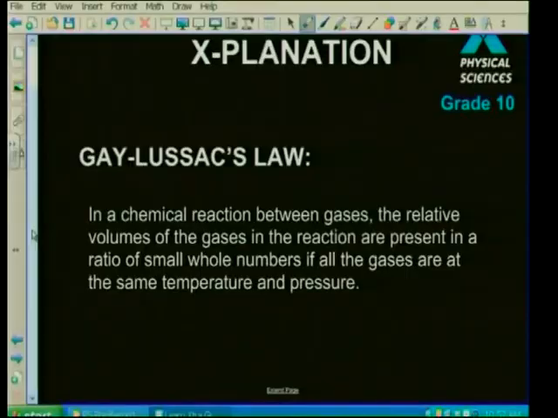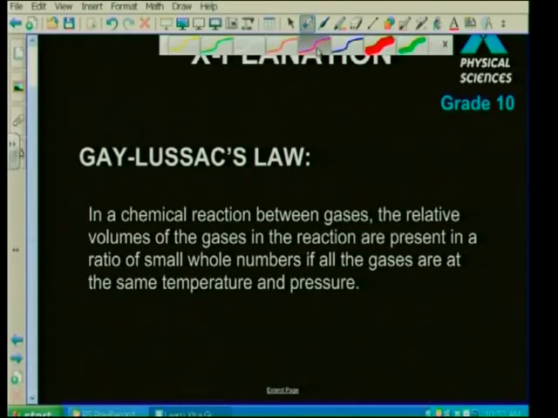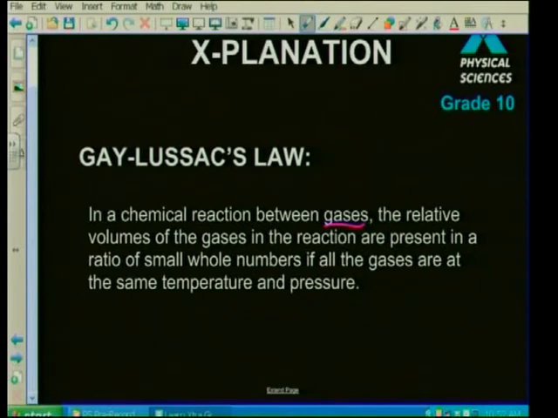If we have the same volume of gas, different gases, then this very famous physicist, number of years ago, Gay-Lussac, he said if you've got the same volumes, then you're going to have the same number of particles. So let me show you what Gay-Lussac's law says. It says in a chemical reaction between gases, so we are only dealing with gases, the relative volumes of the gases in the reaction are in the ratio of whole numbers, if all gases are kept at the same temperature and pressure.